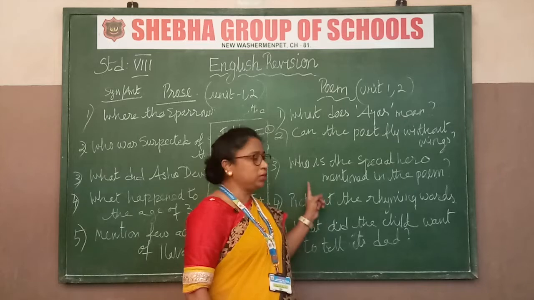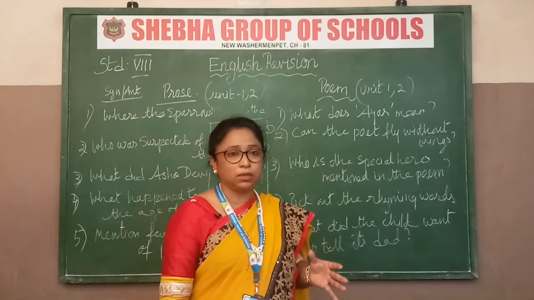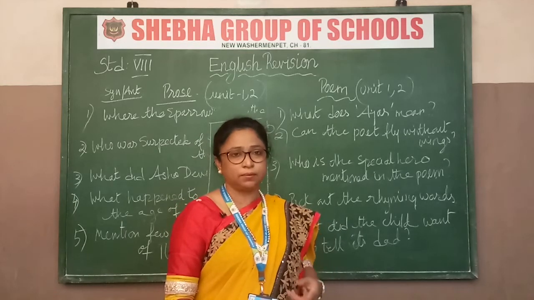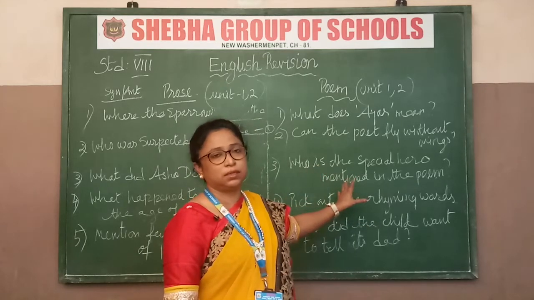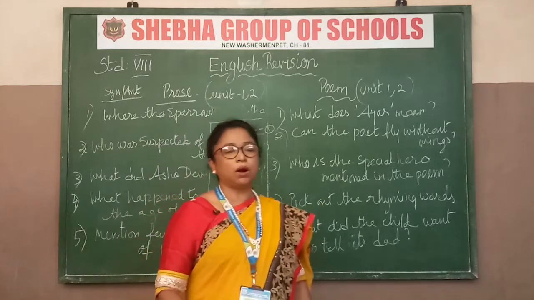Okay. The next is, who is the special hero mentioned here? This is the unit 1 poem. Unit 1 poem, the special hero. Who is the special hero mentioned there? Who are we talking about? Mothers? No, it is about your dads, your fathers, your daddy. So the special hero mentioned here is the poet's dad.